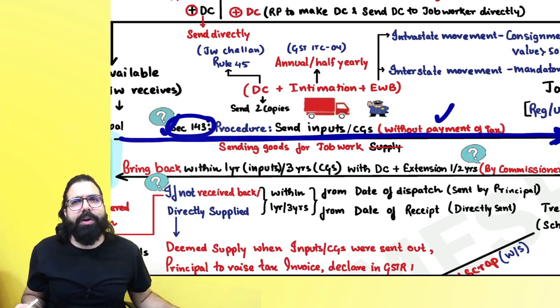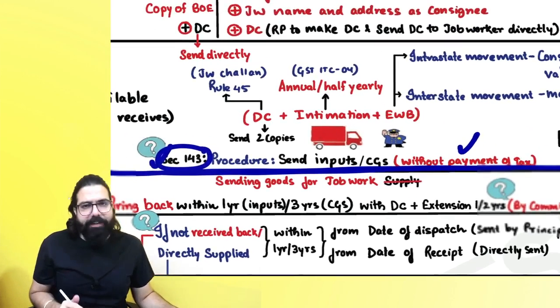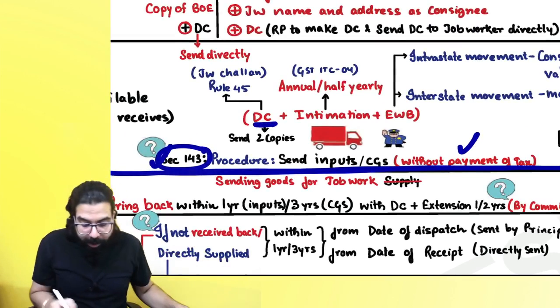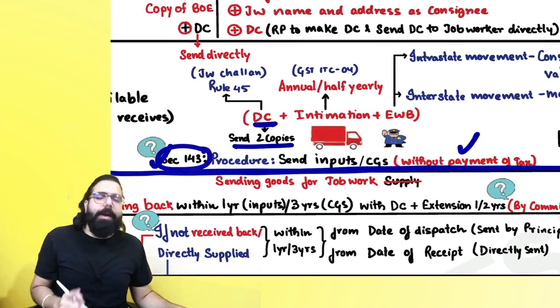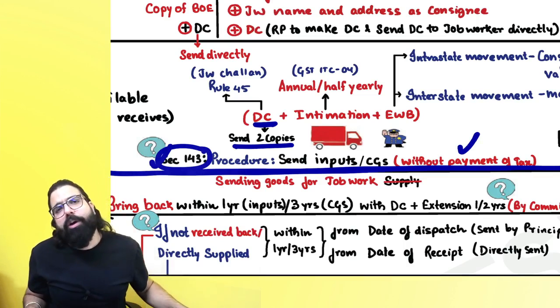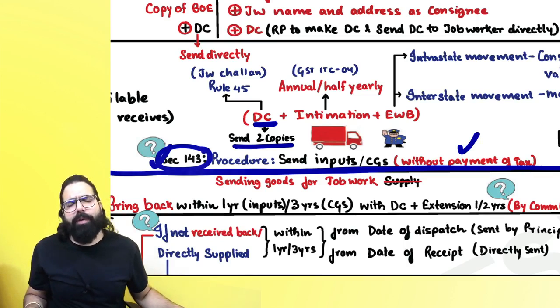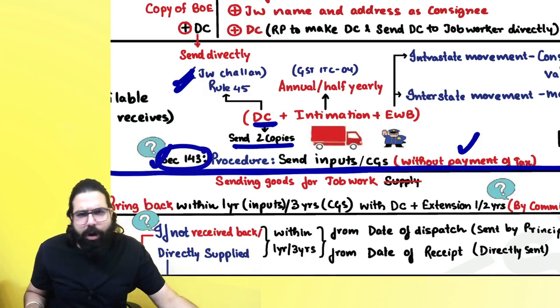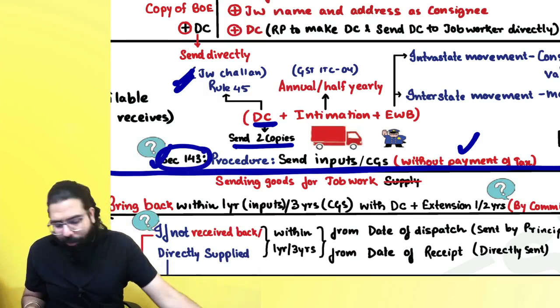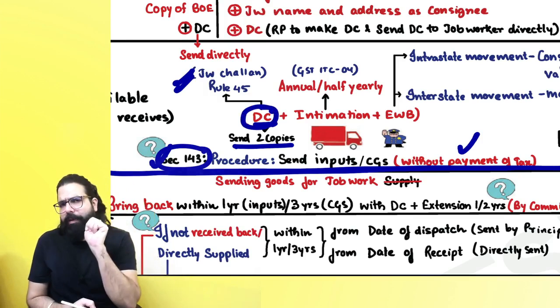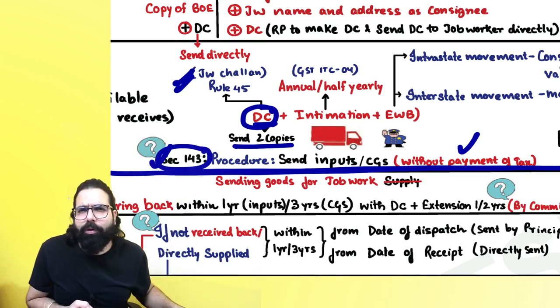The section 143 procedure says that whenever you send the goods for job work, send them along with a delivery challan. The delivery challan is the same as the delivery challan under rule 55, but we also call it a job work challan under rule 45. You make 3 copies of the delivery challan: one you give to the transporter, and the remaining 2 copies you send to the job worker.